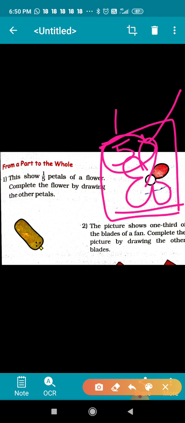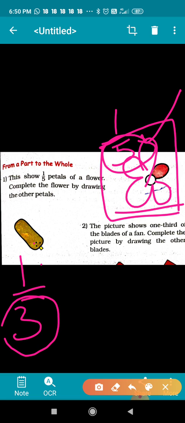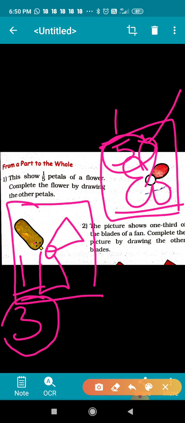Now here what will you do to complete this? First read the question. The picture shows 1/3 of the blades of a fan. Complete the picture by drawing the other blades. So this shows 1/3. 1/3 means out of 3, 1 is drawn. So how many more will you draw? Obviously you will draw 2 more. So this is a complete picture of the blades of the fan.